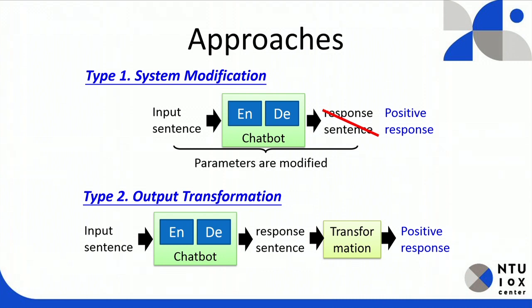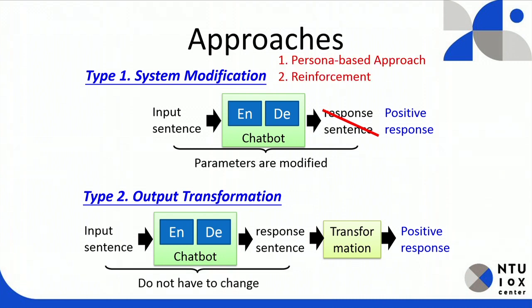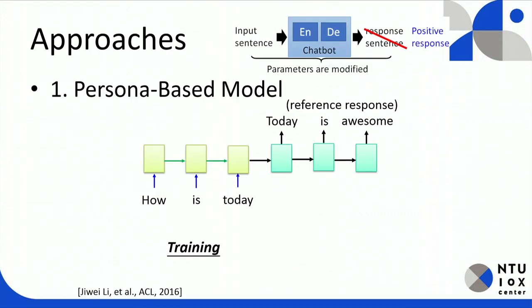So there are two ways to achieve that. And for each type of approach, we will introduce two methods. For the first type of approach, we'll introduce the persona-based approach and reinforcement learning. And for the second type, we will introduce plug and play and CycleGAN. So the first approach I'm going to introduce is the persona-based model, and this is the type 1 approach.